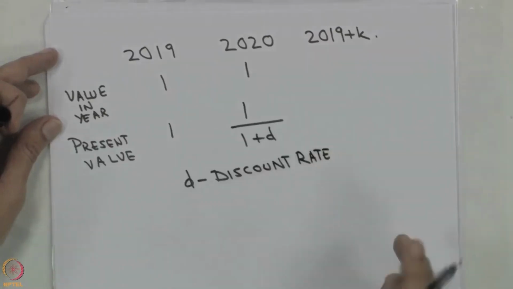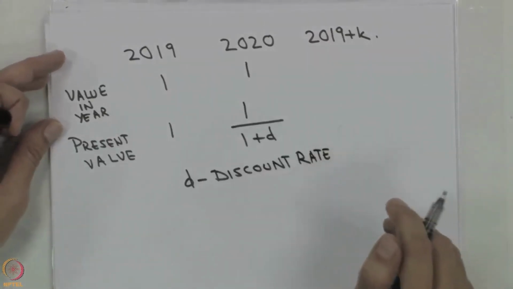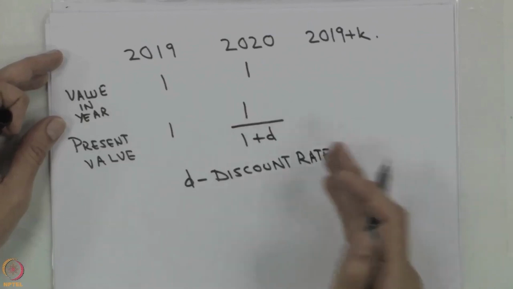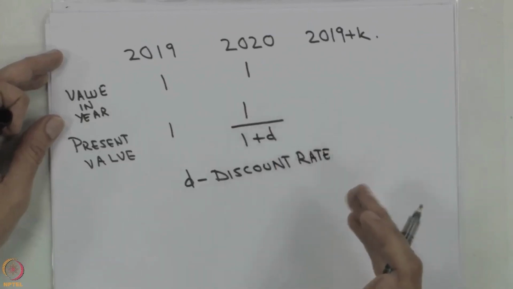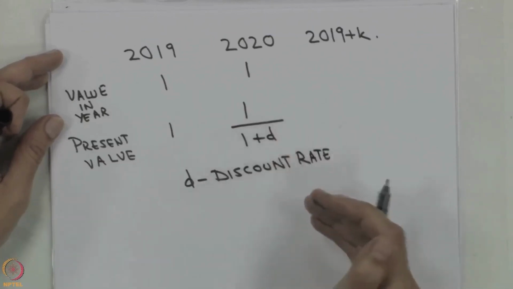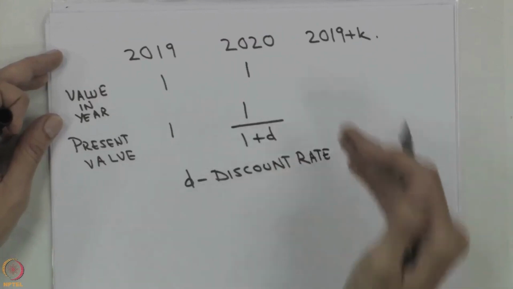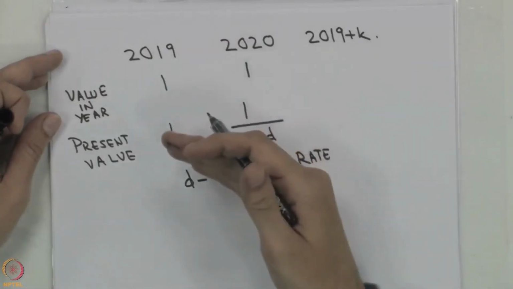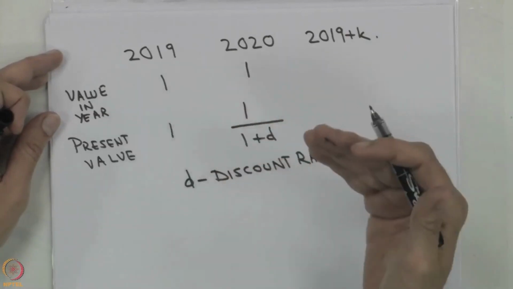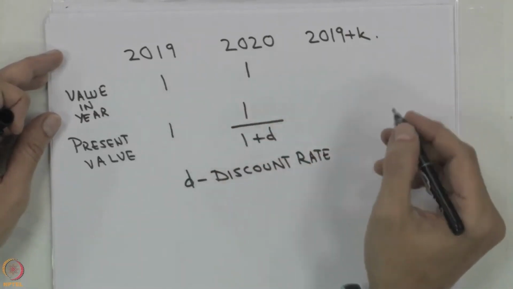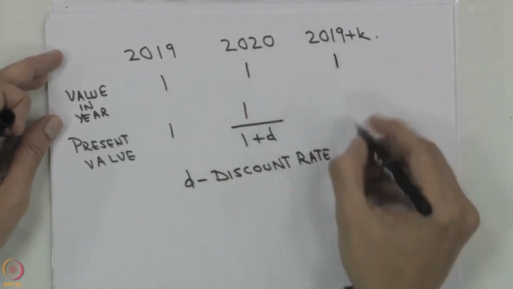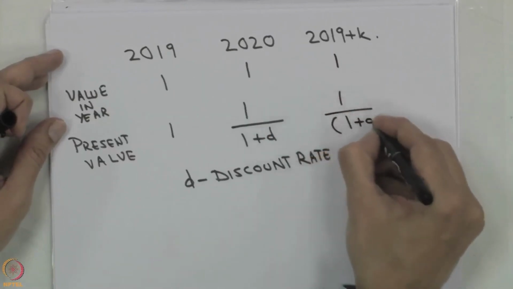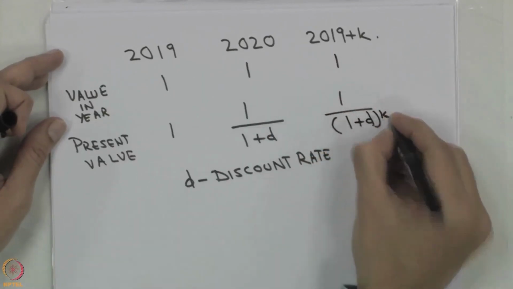It is a positive number, the discount rate, and we can put it as a percentage also or as a fraction. And so, we are discounting the future, we are reducing any future cash flow to bring it into equivalent present value. So, suppose we had it in the kth year, then this will be 1 by 1 plus d raised to k.